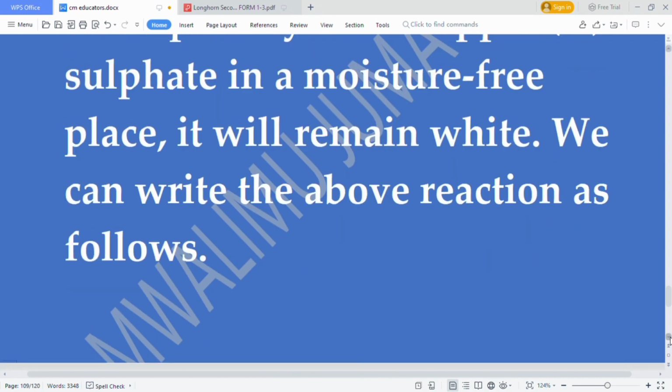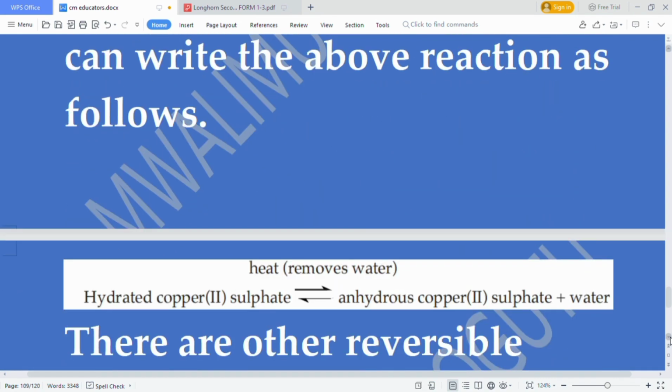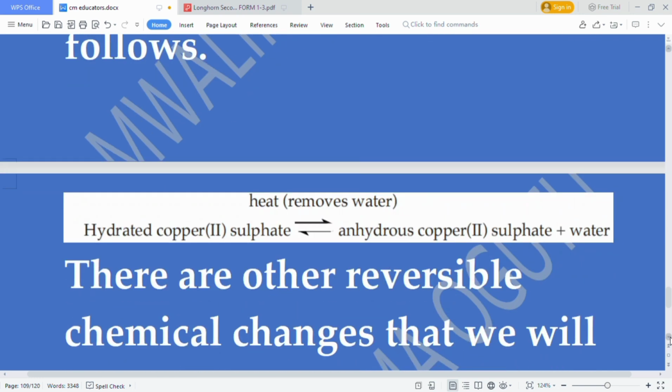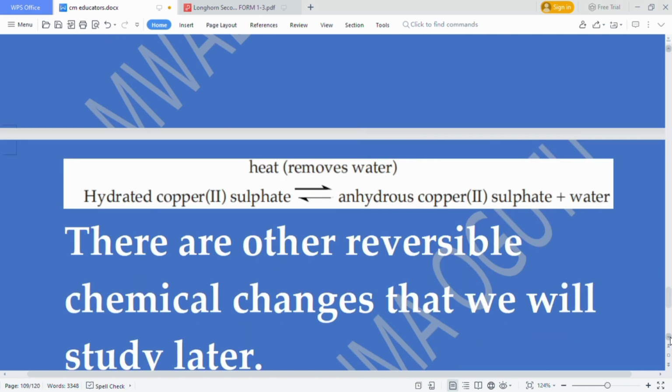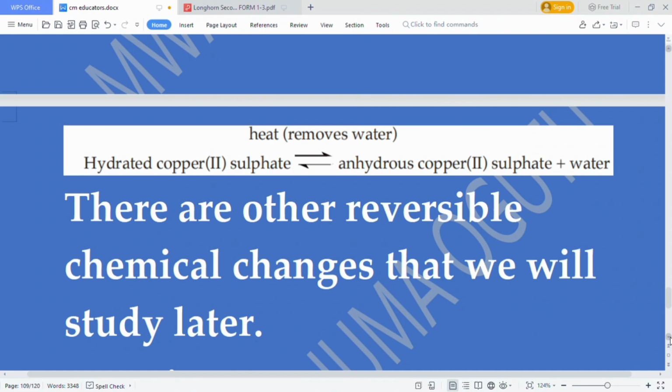So we have hydrated copper 2 sulfate. On provision of heat to it, there is removal of water to form anhydrous copper 2 sulfate plus water. And then when we add water to the anhydrous copper 2 sulfate, the hydrated copper 2 sulfate is formed. So we have two arrows, meaning that the reaction is reversible. So there are other reversible chemical changes that we will study, or we will look at them later.